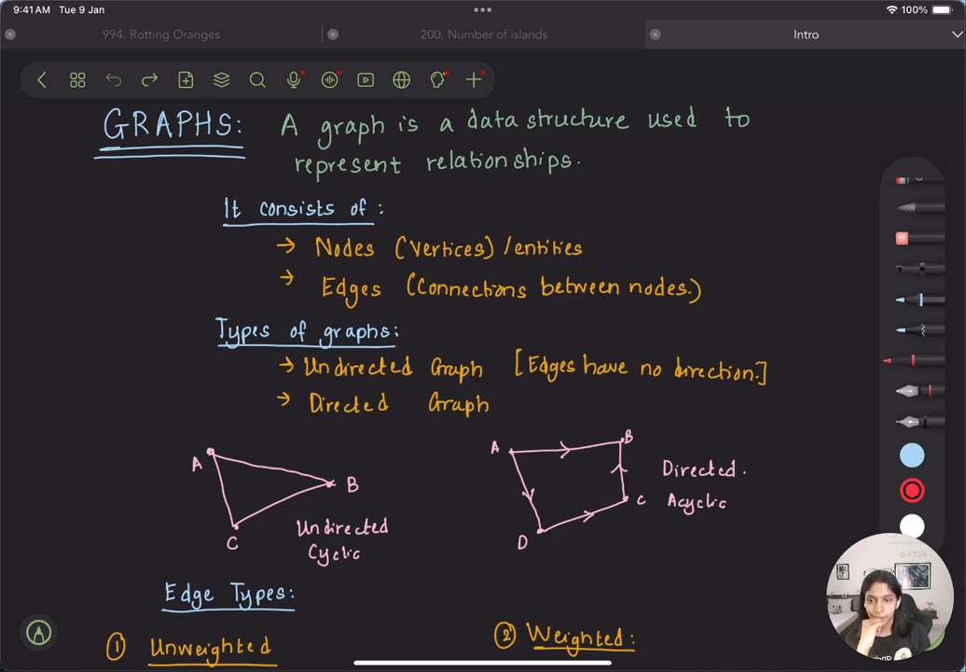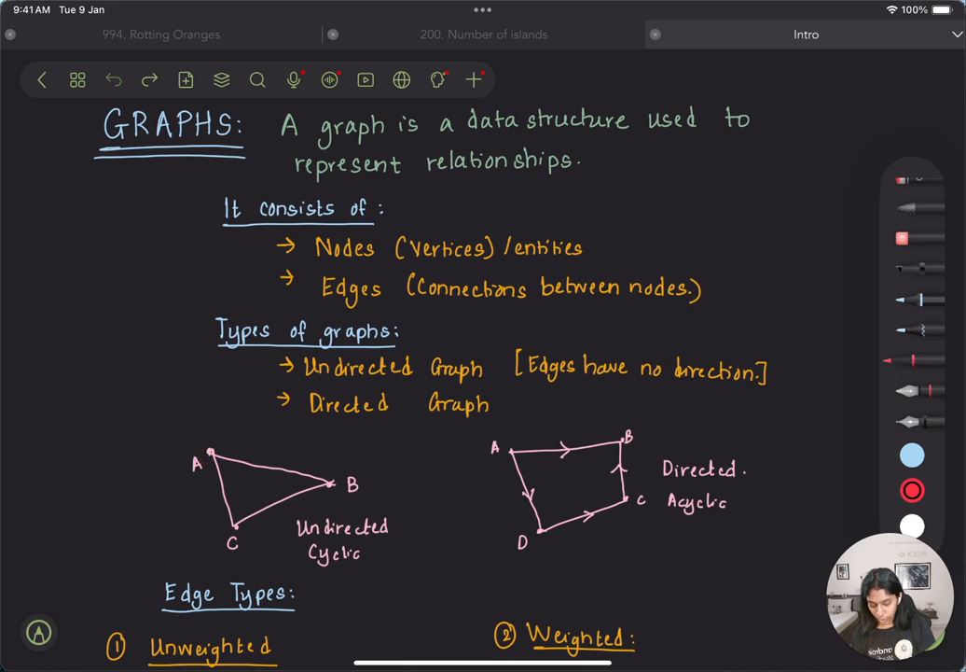So, all right. A graph is basically a data structure which is used to represent relationships. If we look at the main components within a graph, it consists of nodes and edges. Nodes, or vertices, as we can see here, are A, B, and C. So these are nodes, and we can call them entities as well. Whatever connects these nodes together, those are the edges, the connections between them.